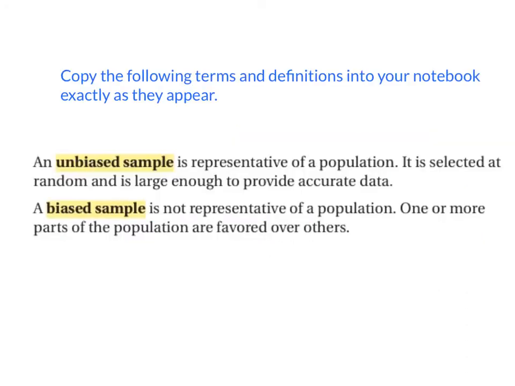Copy the following terms and definitions into your notebook exactly as they appear. An unbiased sample is representative of a population. It is selected at random and is large enough to provide accurate data. A biased sample is not representative of a population. One or more parts of the population are favored over others.